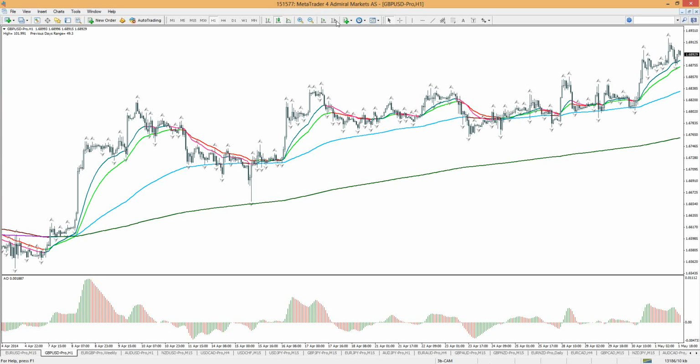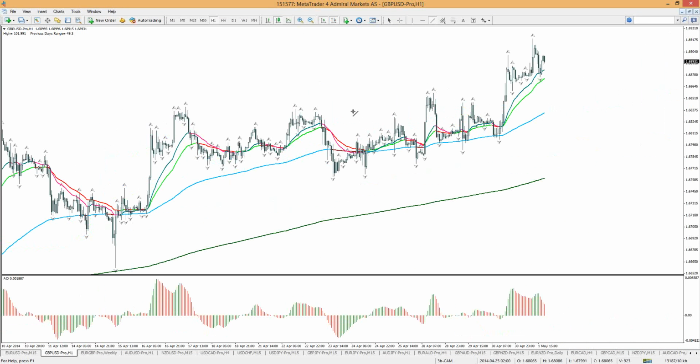For instance, on the pound dollar recently, I took a long right in here. Now, why was that? We had this particular chart pattern here, and we had a contracting wedge where we broke the contracting wedge.